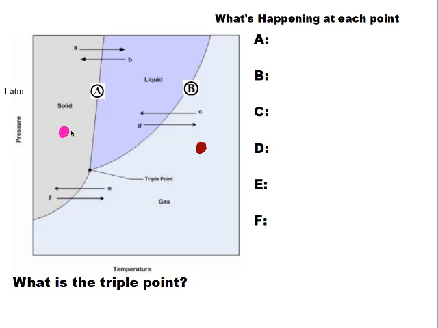Or if I had the pink dot and I started increasing the temperature, first it would liquefy and then eventually it would vaporize.